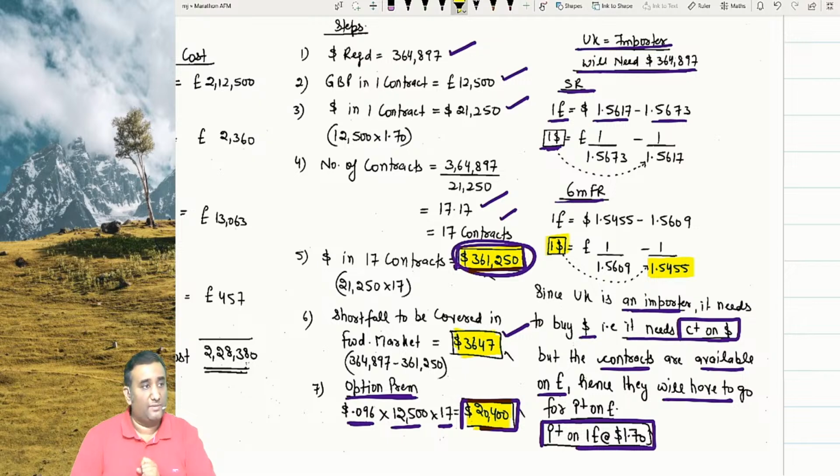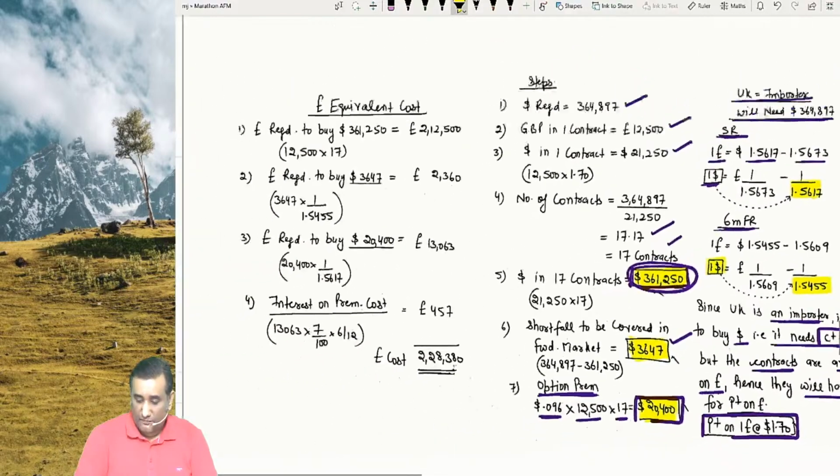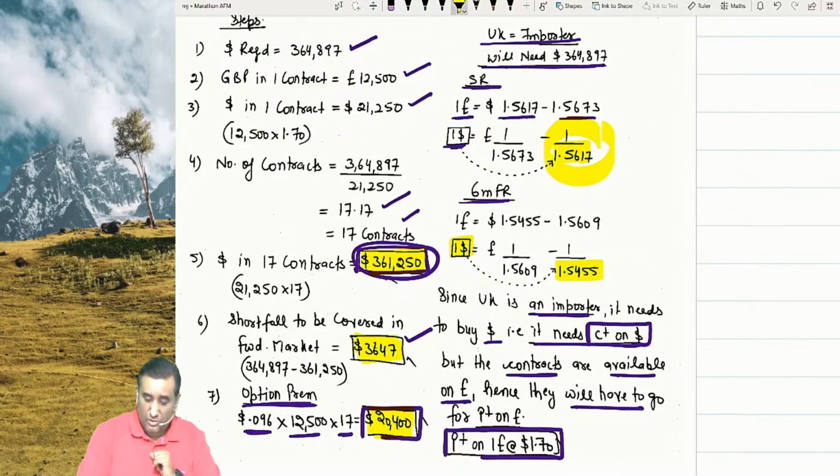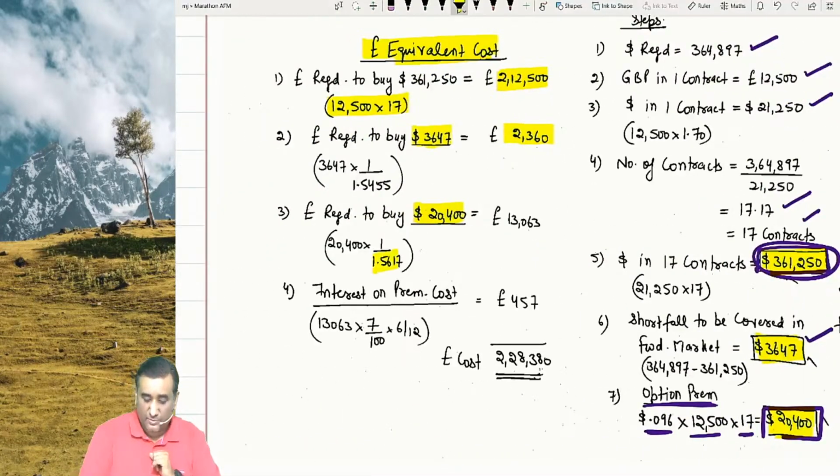Premium would be paid in what time period? 0. So I'll apply the 0 time period. Basically, what I find for my costing is that the pound equivalent cost is 2,12,500, which is basically 17 boxes by 361,250. The 3647 were bought in which market? Forward, 2360. The pound required to buy 20,400 in what time period? 0 time period. My costing is this divided by 1.5617.